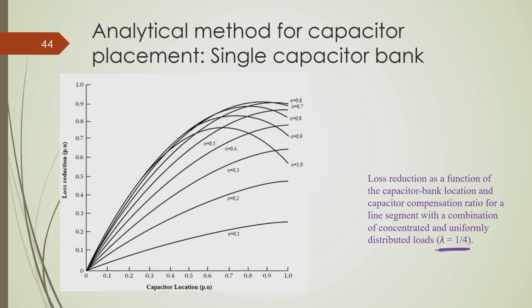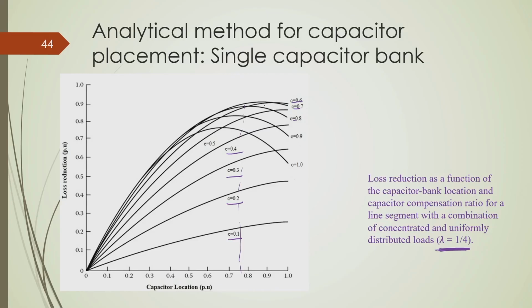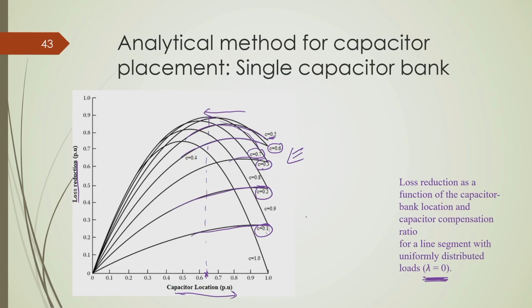Under this, how would the characteristics change? You can see if you increase C, this peak loss reduction is increasing. The only thing is that at C equal to 0.6, 0.7 and 0.8, the location of the capacitor is not at the end of the feeder, but should be in between, at 70% length of the feeder or at 80% length of the feeder. So, the characteristics are similar to the previous one; the only thing is that if you compare these characteristics with the previous ones, the location of the capacitor is getting changed.